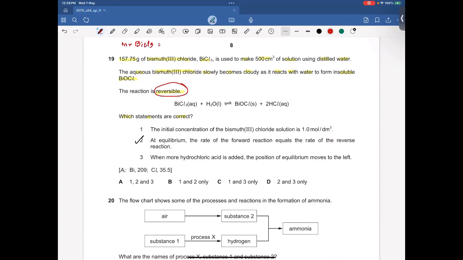Let me find out the MR. 35.5 times 3 plus 209. It's 315.5 MR. Now, first of all, we need to find out the moles of BiCl3.